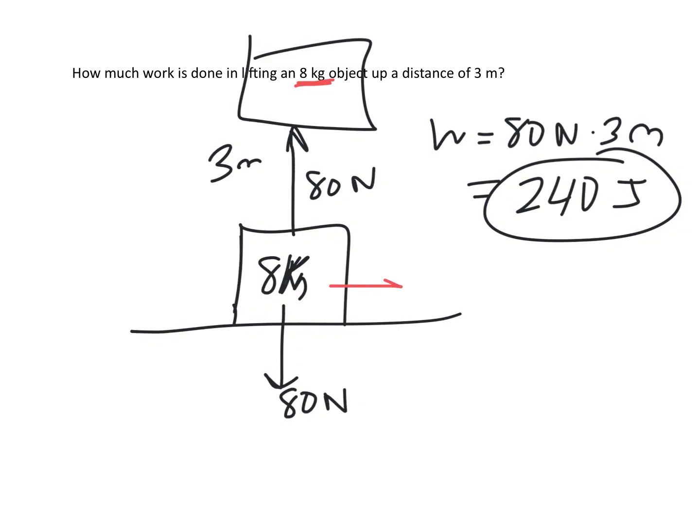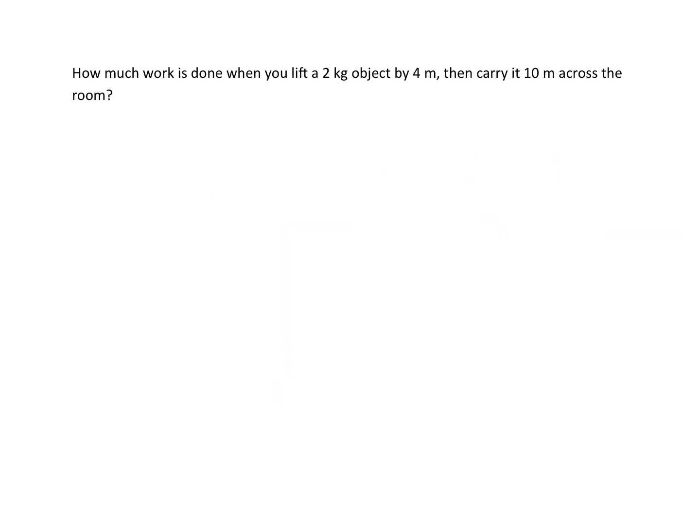If I were pushing this across the floor, I wouldn't need this 80. That's only because I'm lifting it. So when you lift something, the weight, the mass matters because it directly impacts the weight. But if you're pushing it across the floor, the mass is not going to really matter when we calculate our work. Now, how much work is done when I lift up an object by 4 meters?